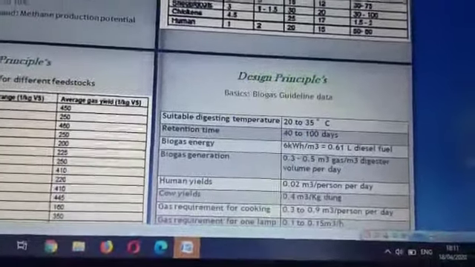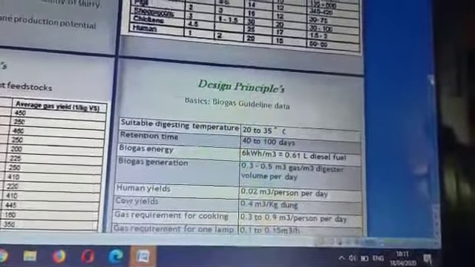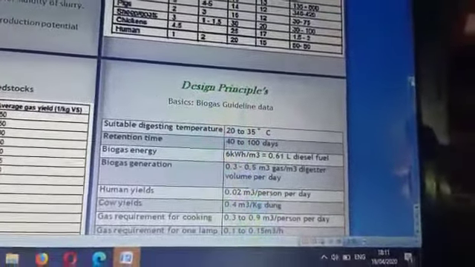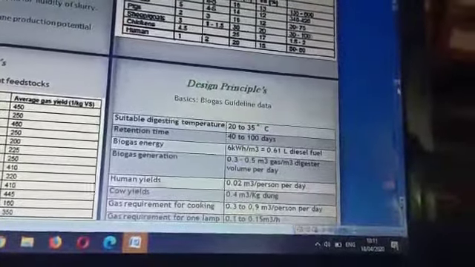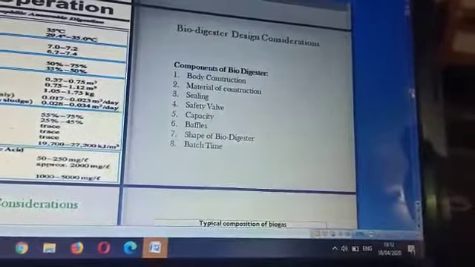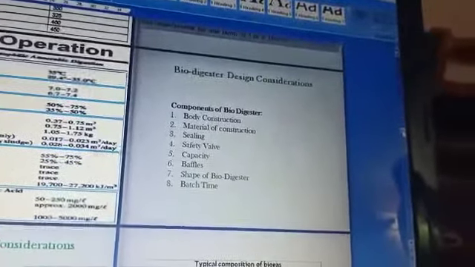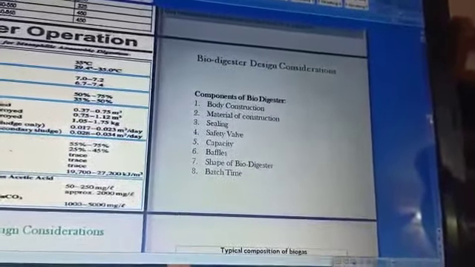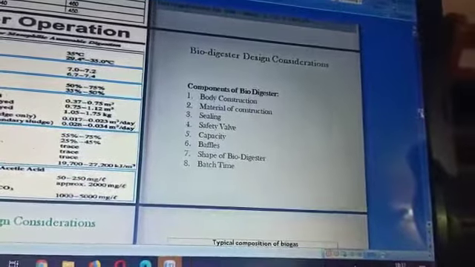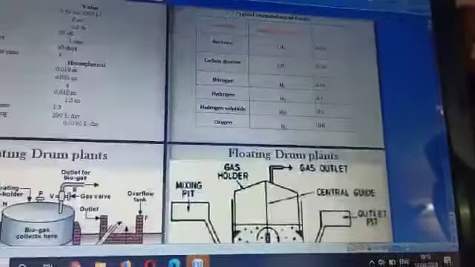So what are the suitable design features taken into the guidelines? Retention time, bioenergy, biogas generation, human yields, cow yields, gas requirement for cooking, gas requirement for lamp. Considerations of design for biodigesters: construction material, sealing, safety valve, capacity, baffles, shape of the digester, batch type. These are taken into the picture.